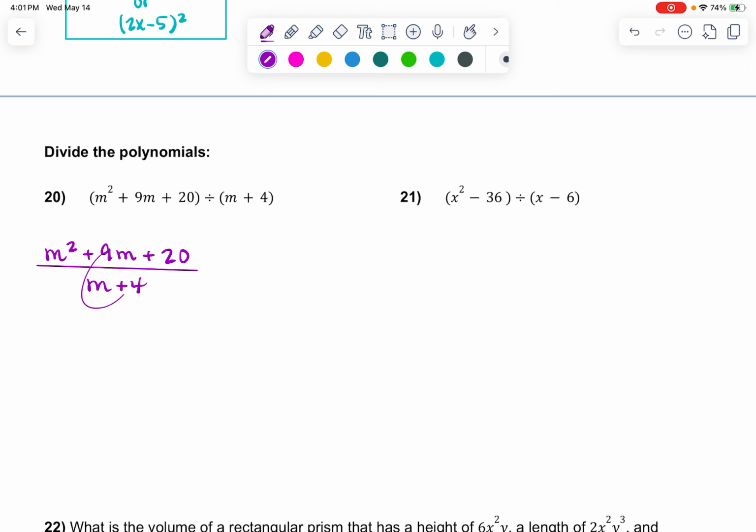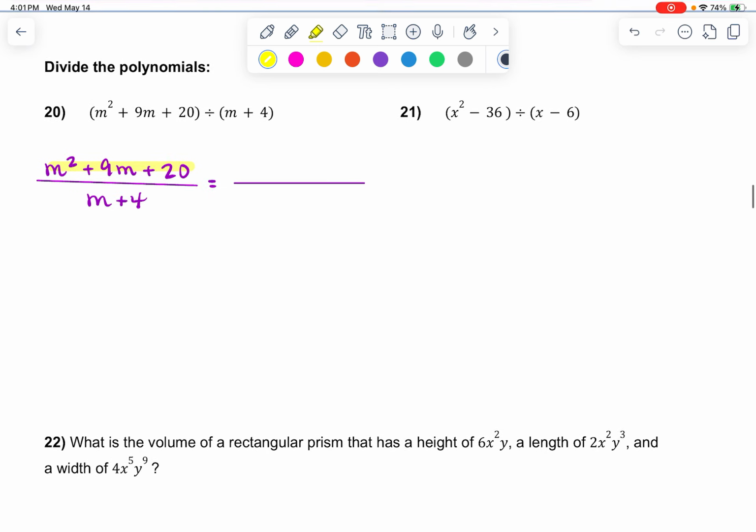Please remember you are not allowed to cancel or reduce fractions when you have terms, and terms are separated by plus and minus signs, right? You're not allowed to do that. So you're only allowed to cancel out factors. So what we need to do is recognize that our numerator is a trinomial that is factorable.